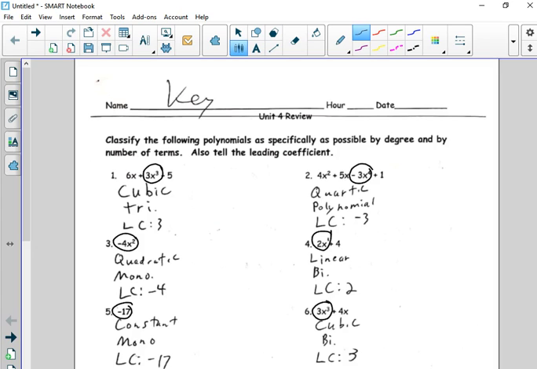So since that's a 3, it's cubic. 1, 2, 3 terms, trinomial. And lead coefficient is 3, the 3 in front of the x cubed.